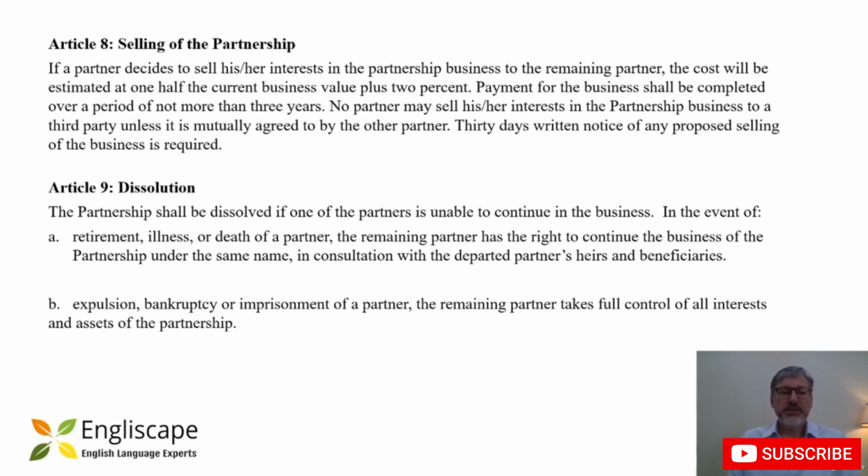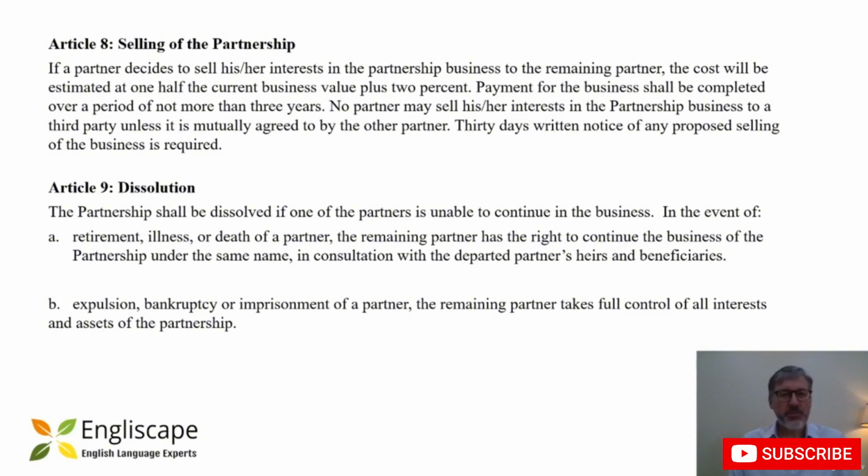Expulsion, bankruptcy, or imprisonment of the partner. These mean going to prison, to jail. Bankruptcy, meaning having no money to pay liabilities and debts. The remaining partner takes full control of all interests and assets of the partnership.